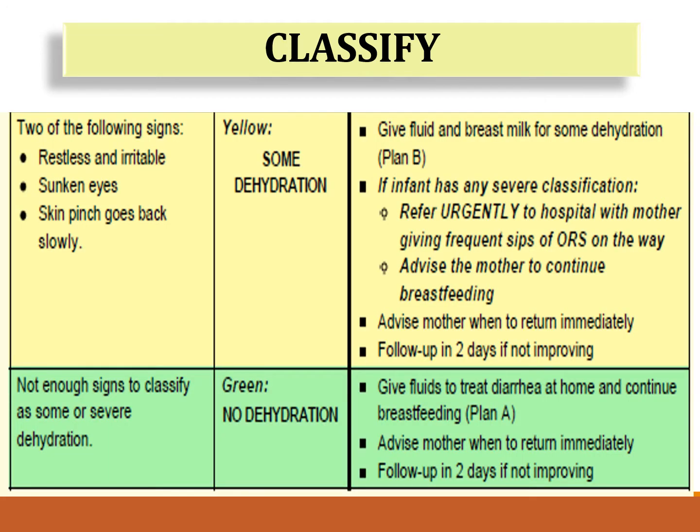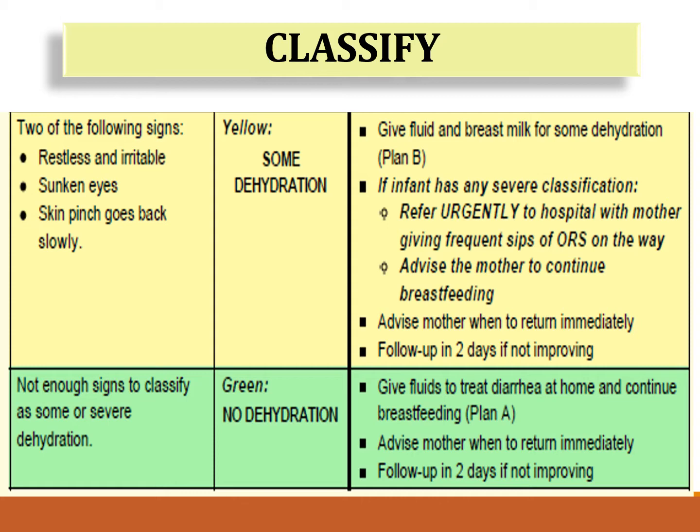For the yellow row, two of the following signs: restless and irritable, sunken eyes, skin pinch goes back slowly, so that is classified as some dehydration. So give fluid and breast milk for some dehydration, that is your treatment plan B. If the infant has a severe classification, refer urgently to the hospital with mother giving frequent sips of ORS on the way, and advise continuous breastfeeding. Advise the mother when to return immediately or follow up in 2 days if not improving.